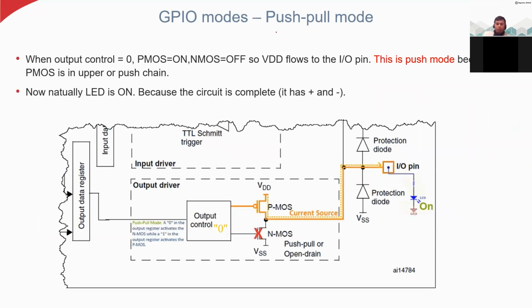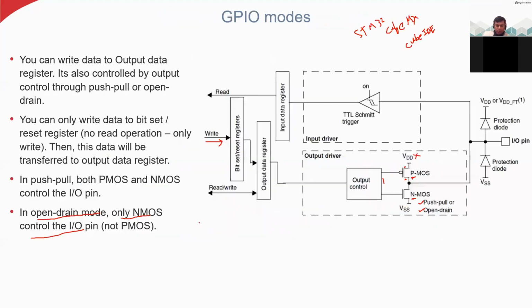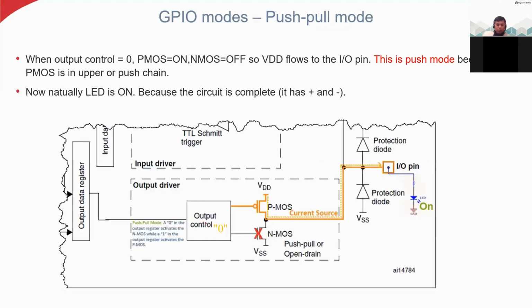Okay, so GPIO modes, push-pull mode. Here you can see again the operation. When the output control is equal to 0, you are writing the data, and the data is coming to the data register, and then going to this output control. When it gives 0, this PMOS is on, so it acts like a current source. The NMOS is off. This VDD will travel to this IO pin. If you connect an LED to this IO pin, what will happen?